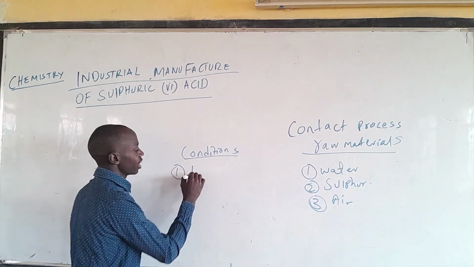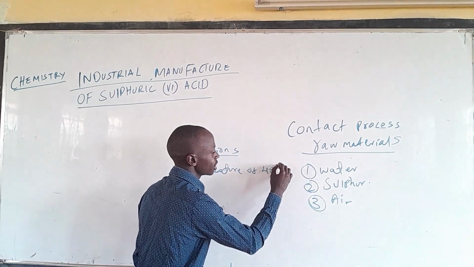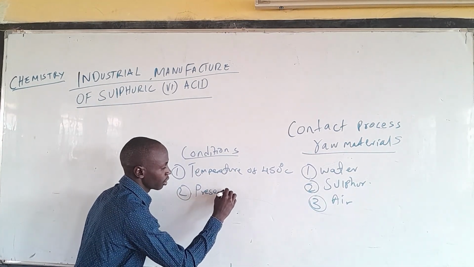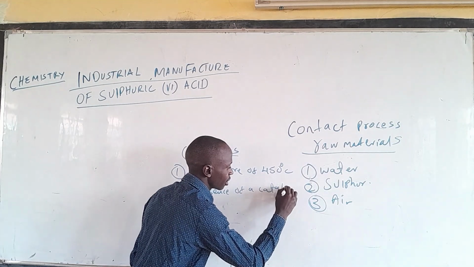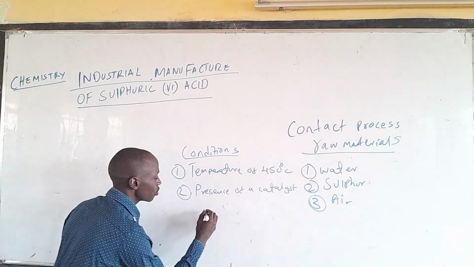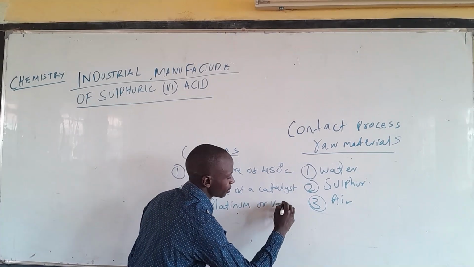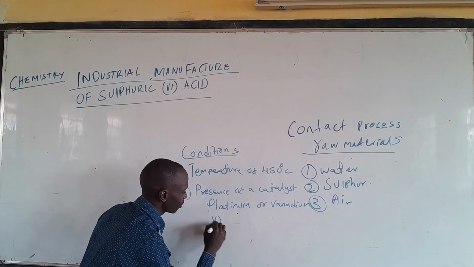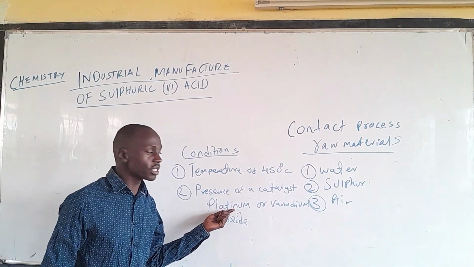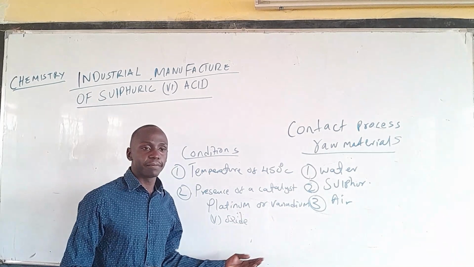So the conditions are a temperature of 450 degrees Celsius. Secondly, we have a presence of a catalyst. In our case, we have two catalysts. We either use platinum catalyst or vanadium 5 oxide. You find that vanadium 5 oxide is most preferred to platinum. Reason being, vanadium 5 oxide is cheap and also it is not easily poisoned by impurities.